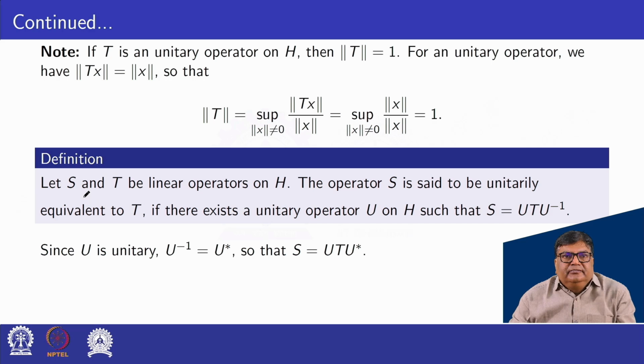Next definition. Let S and T be linear operators on H. The operator S is said to be unitarily equivalent to T if there exists a unitary operator U on H such that S is equal to U T U inverse. Since U is unitary, U inverse is equal to U star, so that S is equal to U T U star.